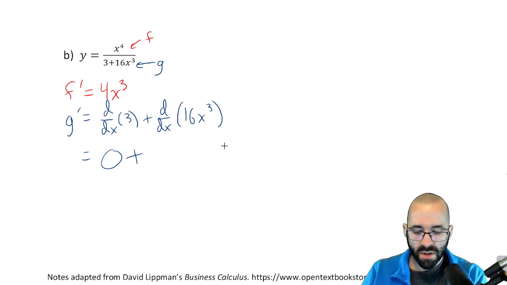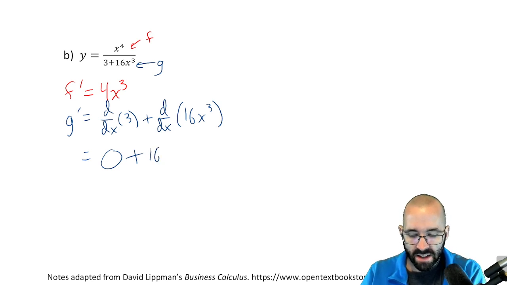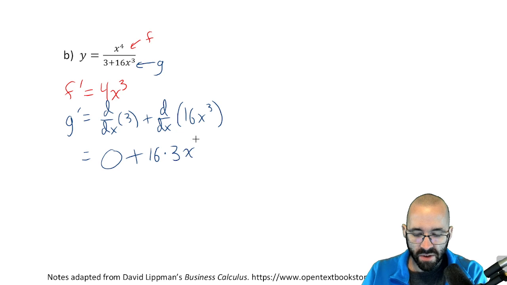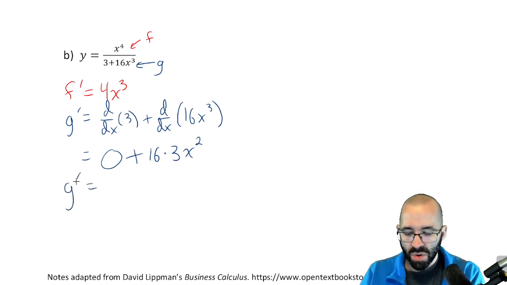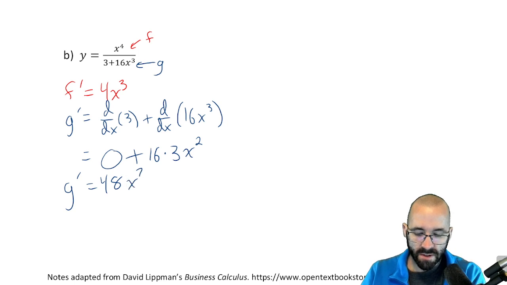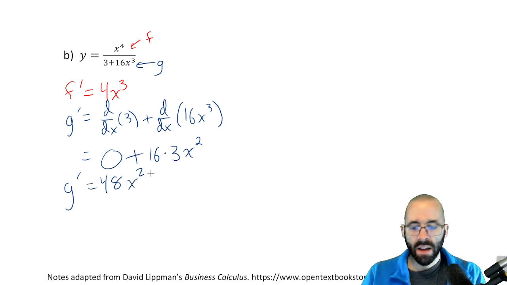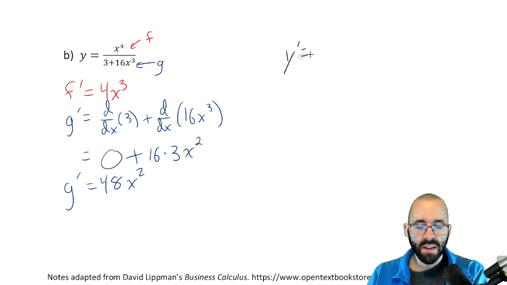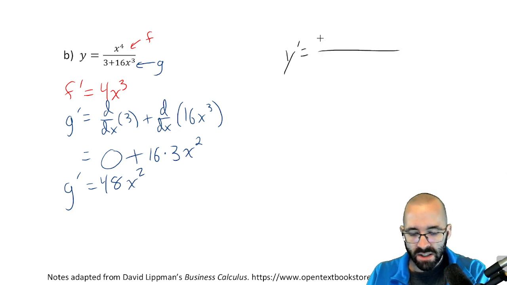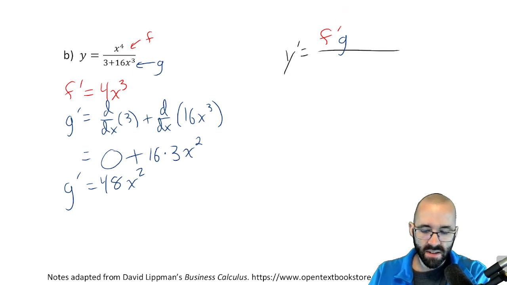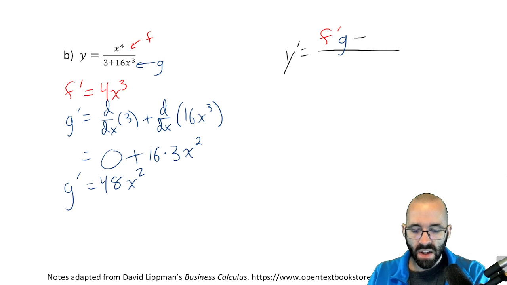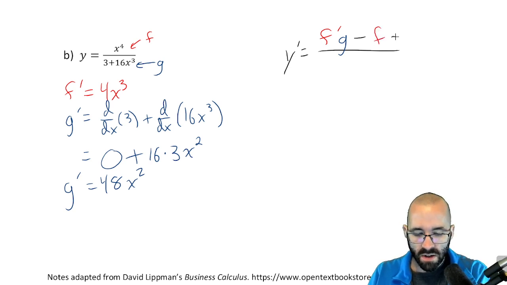And now we can use the power rule. 3 comes down. 3 times 16 is 48. I'll write it, 16 times 3. And then subtract 1 from our exponent. And we do get that g prime is 48x squared. Now we say that y prime will use the jingle. Low d high, or in this case d high times low, minus low d high, minus high d low, square the bottom, and away we go.